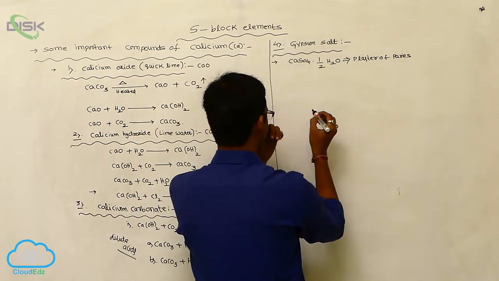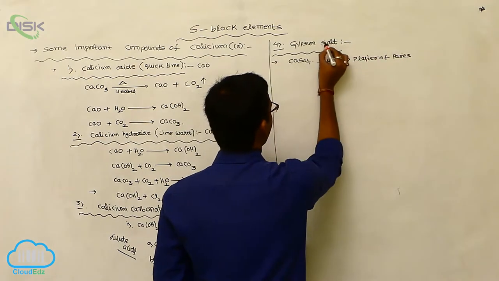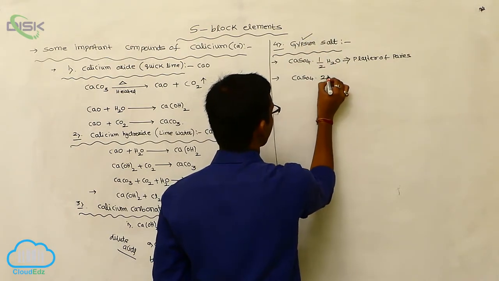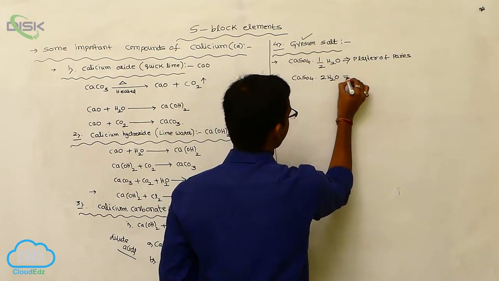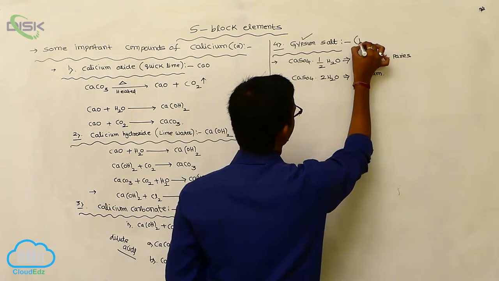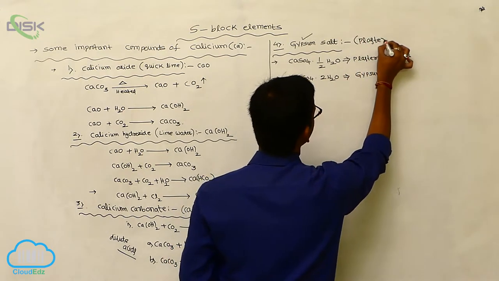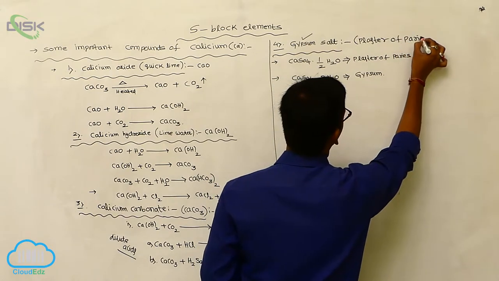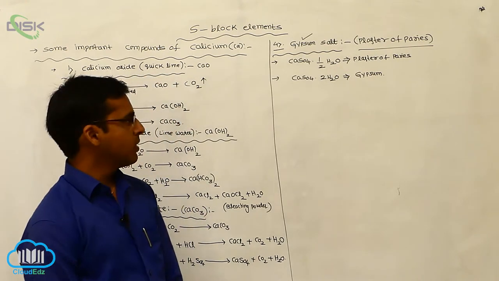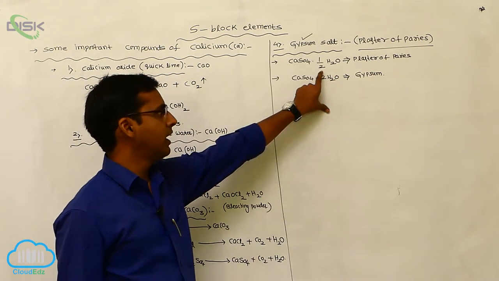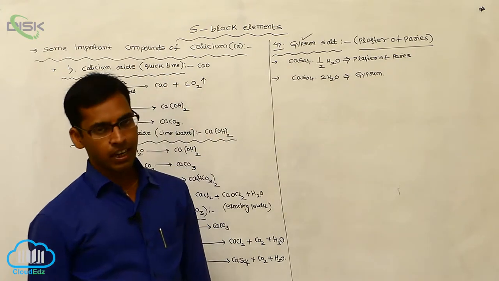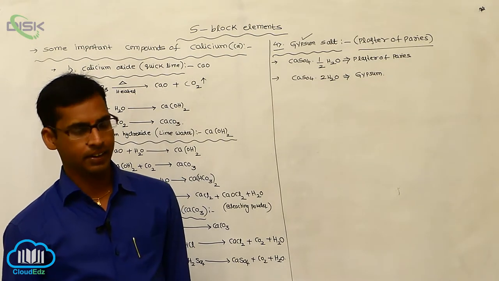Okay. This plaster of Paris is prepared from gypsum salt. That gypsum salt formula is CaSO4·2H2O. CaSO4·2H2O is called gypsum. In that, we first discuss the uses of plaster of Paris. The plaster of Paris chemical name is calcium sulfate hemihydrate. Gypsum salt chemical name is calcium sulfate dihydrate.